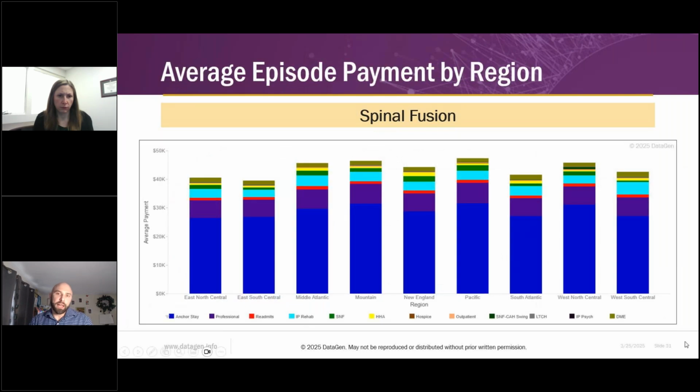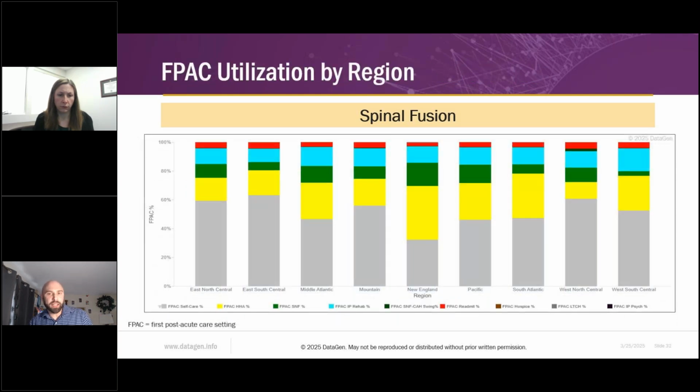So on the next slide, again, we see the regional variation. The variation is primarily due to DRG case mix or higher inpatient anchor outlier payments. That's that lower blue bar at the bottom. The post-acute care spending is relatively the same. Looking at FPAC, we see some variation in SNF and home health use. Inpatient rehab is relatively constant across the regions, which is interesting.